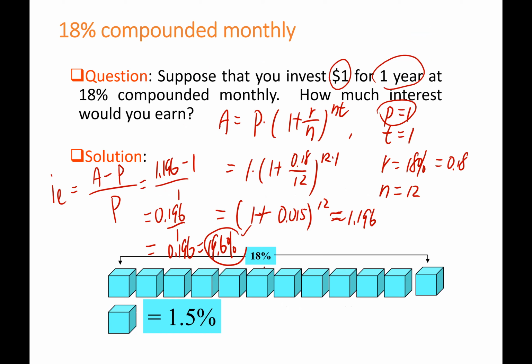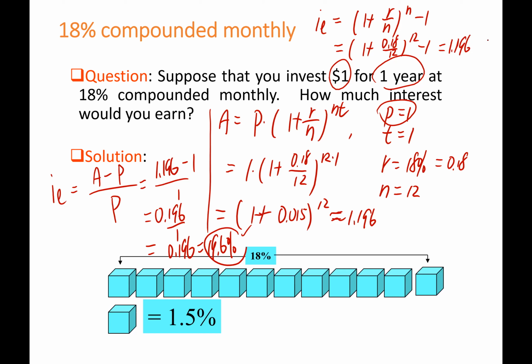So this is just using the compound interest formula. If we use the formula we just talked about, we can get the rate right away. The effective rate i equals 1 plus r over n, to the n, minus 1. We just plug in the numbers: 0.18 over 12, to the 12, minus 1. This is 1.196 minus 1, which turned out to be 0.196, so 19.6%.